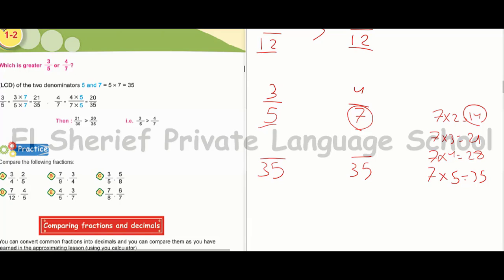Then 5 becomes 35 if we multiply it by 7, so 3 by 7 equals 21. 7 multiplied by 5 becomes 35, so we multiply 4 by 5: 4 by 5 equals 20. We now have the same denominator, so we compare the numerators. 21 is more than 20.